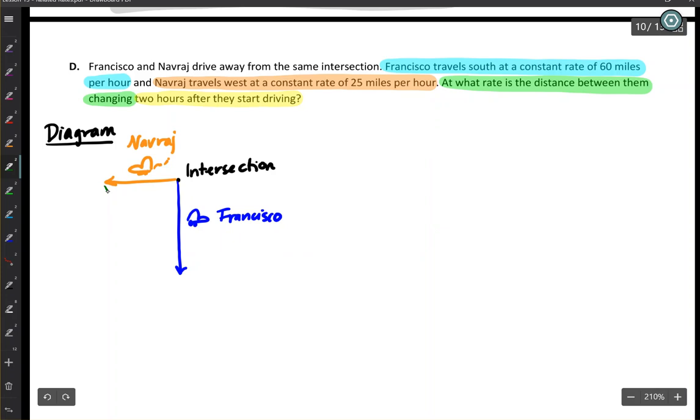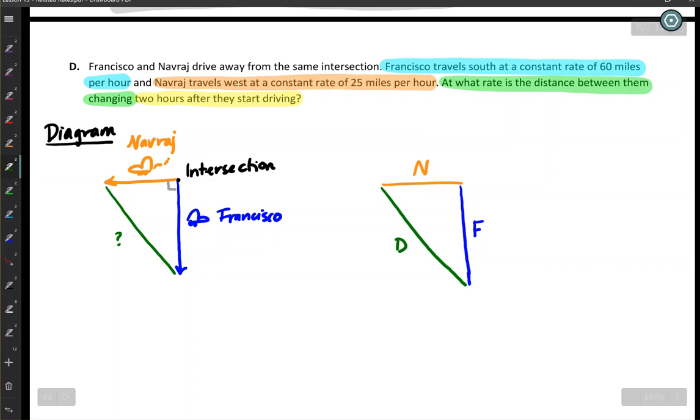And we're trying to figure out, that's supposed to be a straight line, we're trying to figure out the rate at which that distance between them is changing over time. Notice that that's a right angle. I'm going to go ahead and let n be the distance that Navraj has traveled, f be the distance that Francisco has traveled, and then d being the distance between the two of them.